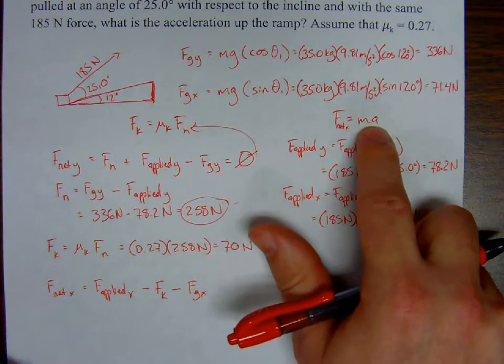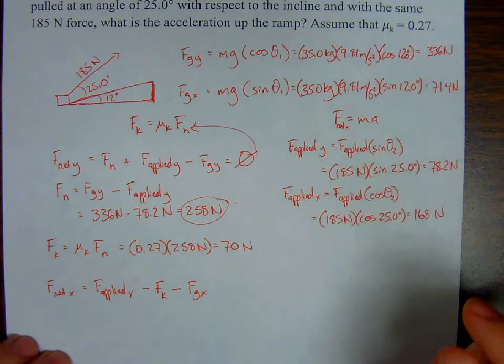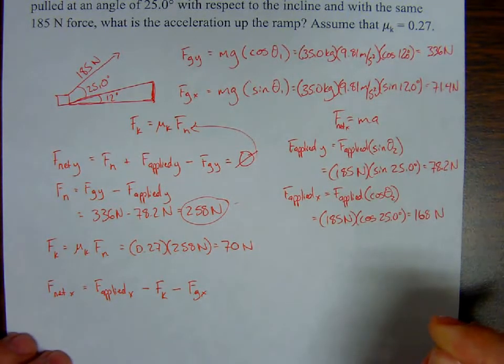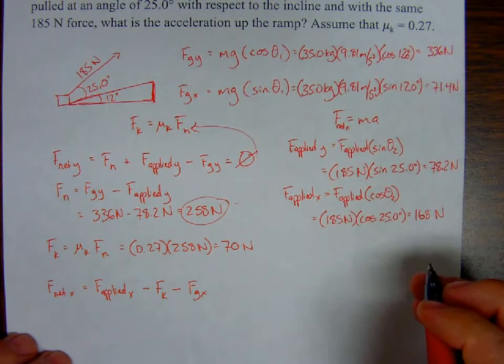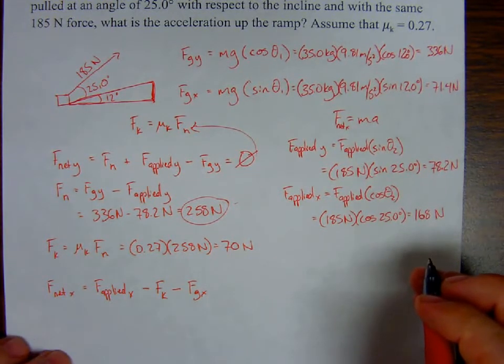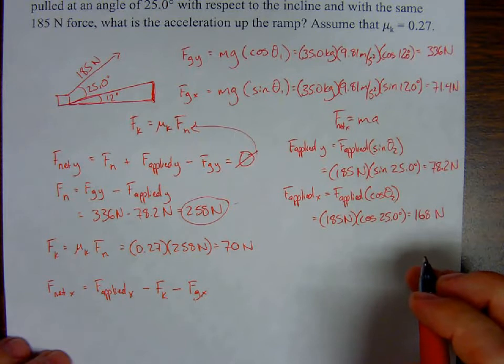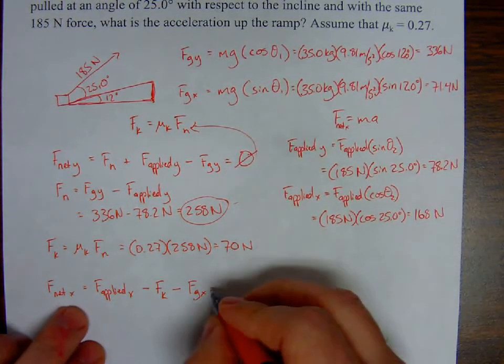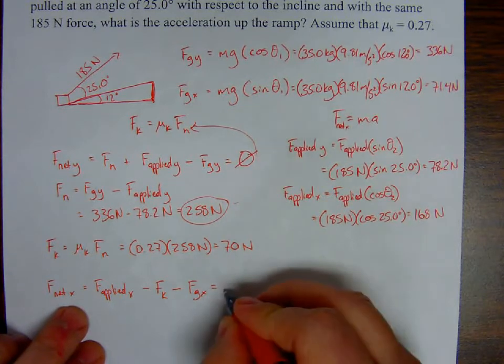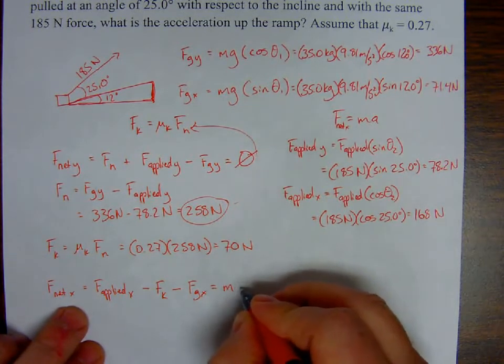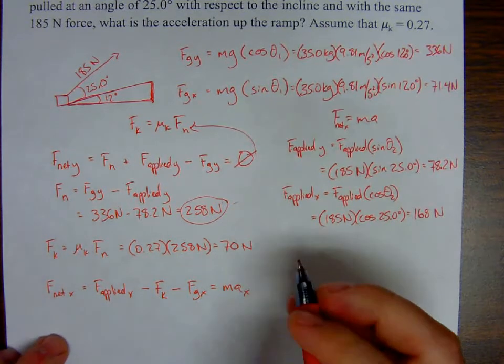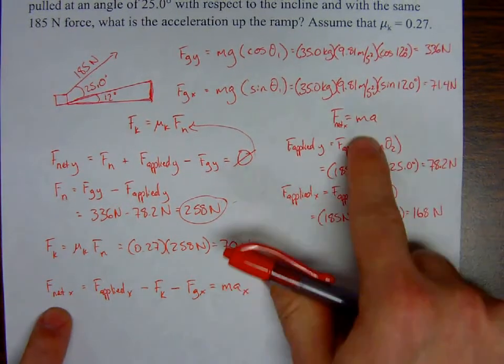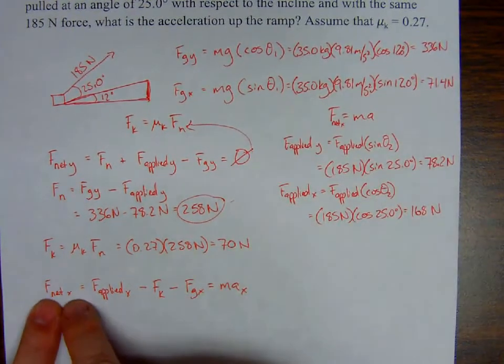So again, I'll just divide both sides by m. So I end up with, make sure I'm on the camera, acceleration in the x direction is equal to the applied force in the x direction minus the force of kinetic friction minus the force of gravity operating in the x direction, all divided by, what was my mass? 35.0 kilograms.